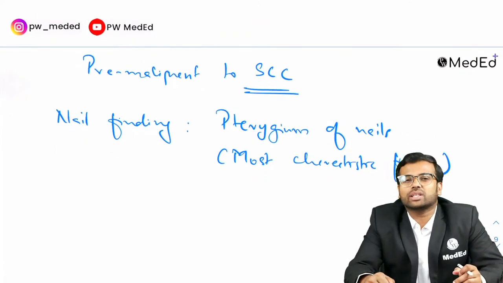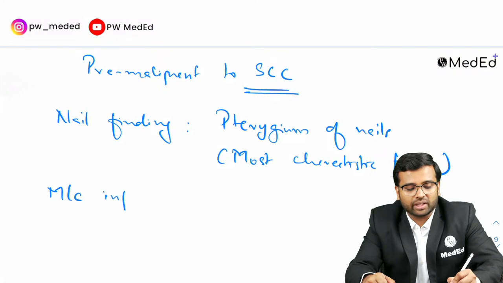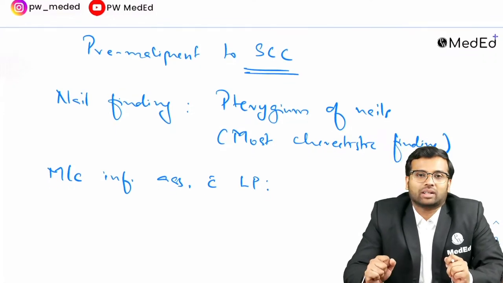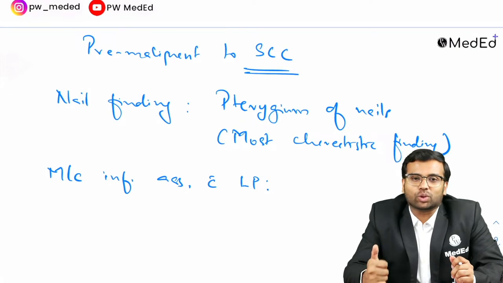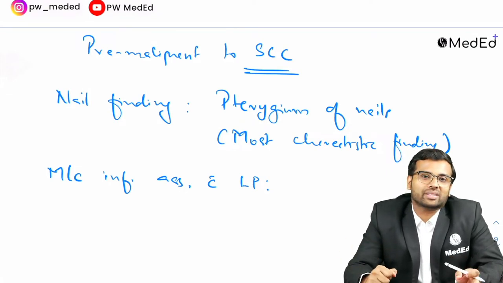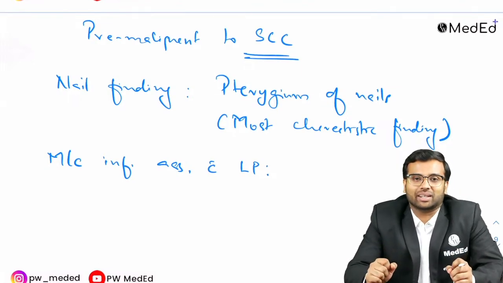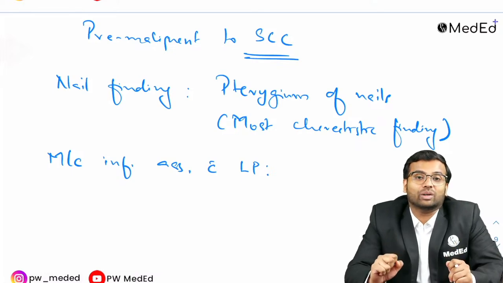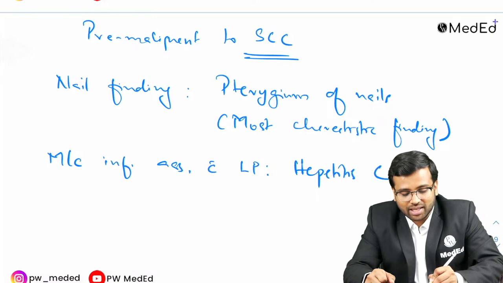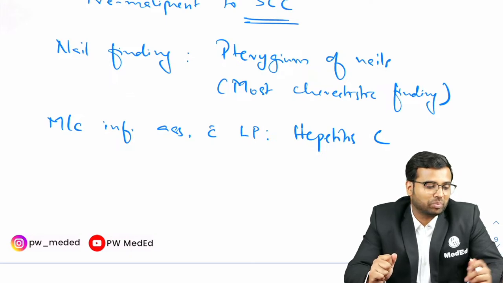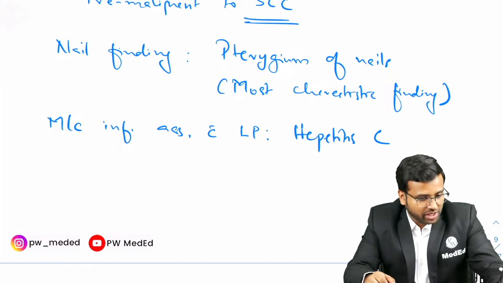So can anybody tell me what is the most common infection associated with lichen planus? Is it a streptococcal sore throat, or Epstein-Barr virus, or human herpes virus, or hepatitis C? What is the right answer? Yes, the right answer here would be hepatitis C. So hepatitis C is the most common infection that may be associated with lichen planus. Very good.